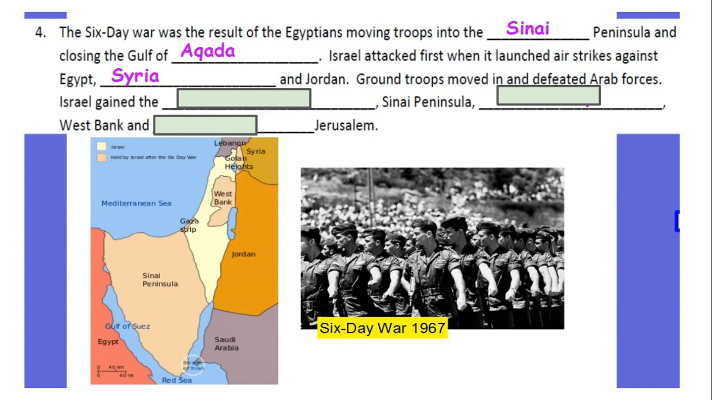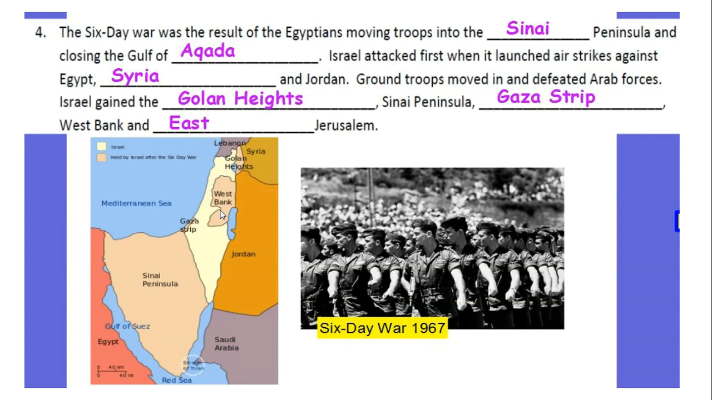Anyway, ground troops moved in and defeated Arab forces, and Israel gained an area called the Golan Heights, which is kind of up here by the Sea of Galilee, in the northeastern corner of the country of Israel. The Sinai Peninsula, which had belonged previously to the Egyptians. An area known as the Gaza Strip, which is right along the Mediterranean Sea, right here where my cursor is moving. The West Bank, which is this very large area here, and the east part of Jerusalem. Okay, this all took place in 1967.